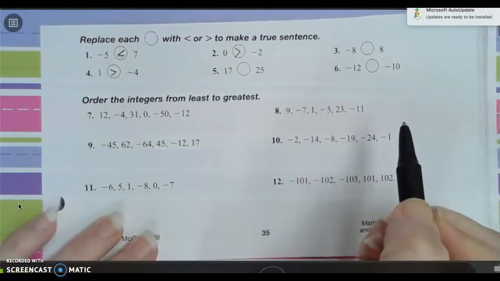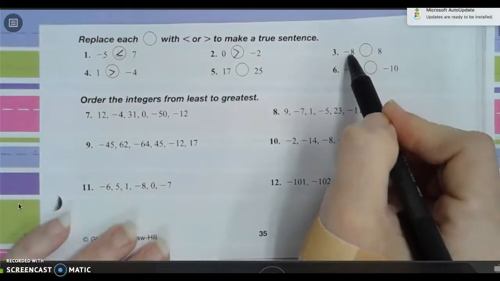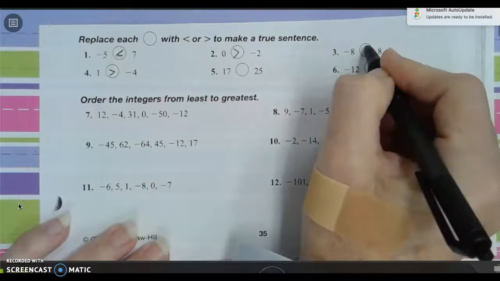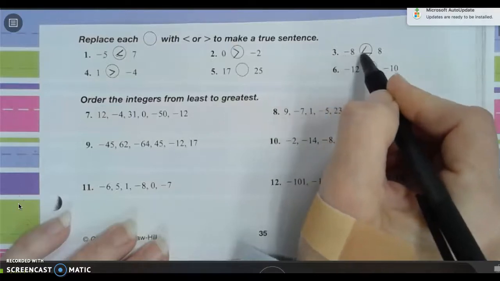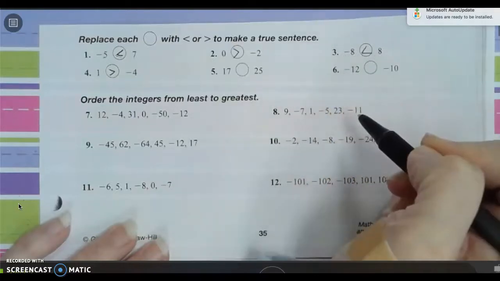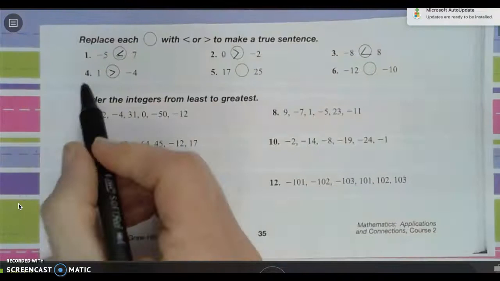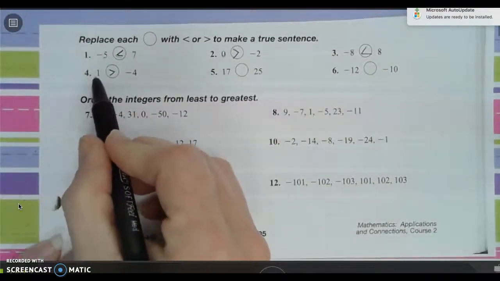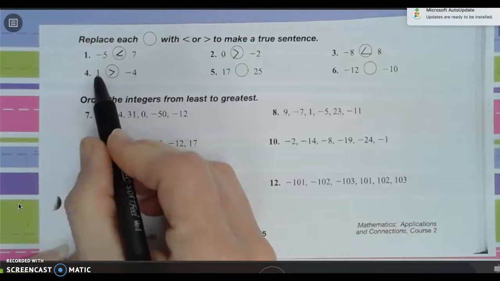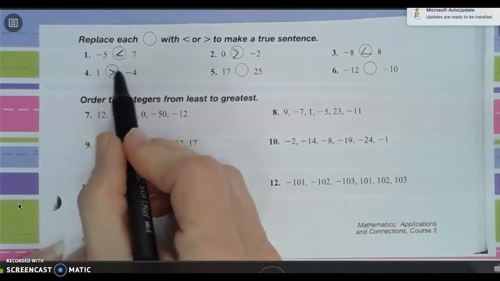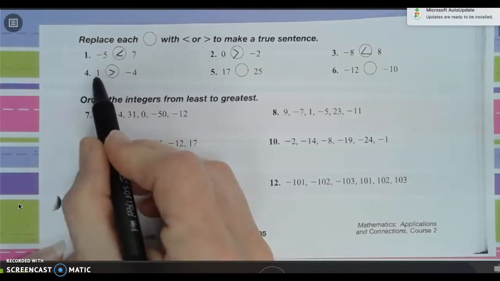Now you can either lose 8 or have 8. Well, I don't like to lose money, so I would rather have 8. So the big part is going to face the 8, like your hand is grabbing for the 8. So negative 8 is less than 8 is the way we would read that. Now we have a choice of having $1 or losing $4. I would rather have $1. So this would be 1 is greater than negative 4. You would grab towards that 1.